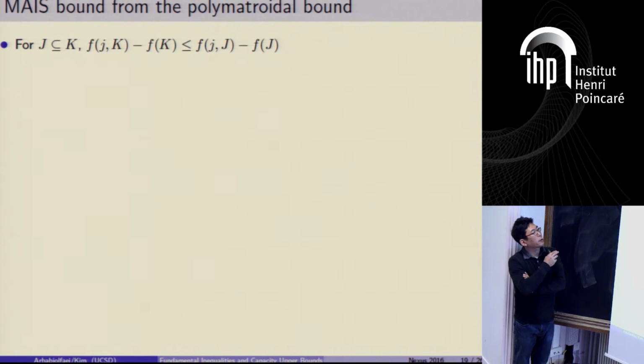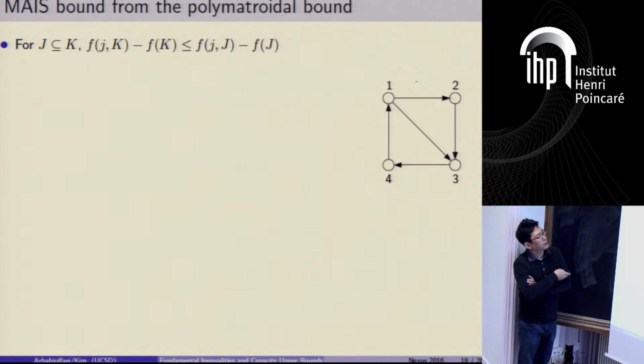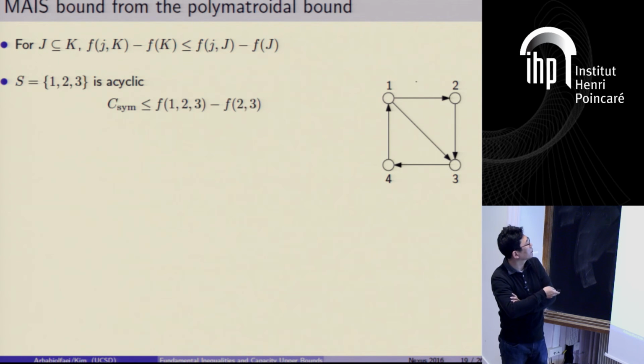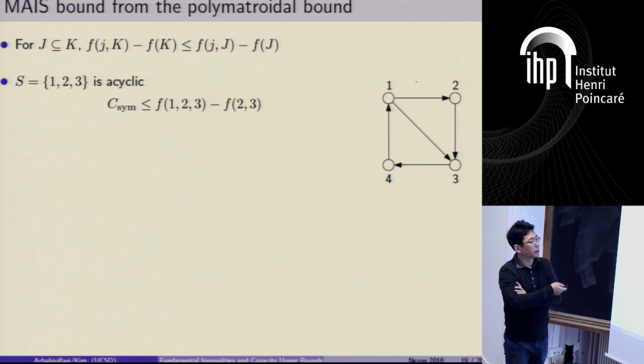Here is one way we can prove the maze bound from the polymatroidal bound. From the polymatroidal structure, we have this: if J is a subset of K, then f of J union j minus f of J should be upper bounded by f of K union j minus f of K, for any element j and any set J included in K. So now let's take an example graph. If you look at set 1, 2, 3, then it is acyclic. The symmetry rate for this one is less than f of 1, 2, 3 minus f of 2, 3, because 1 has 2 and 3 as non-side information.